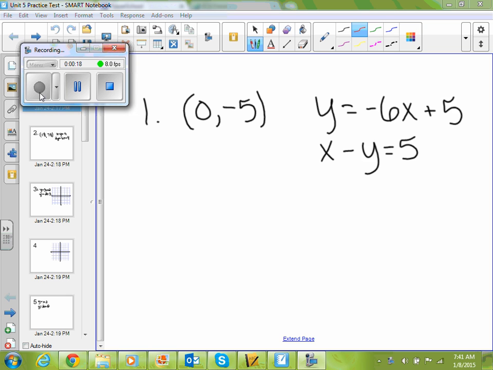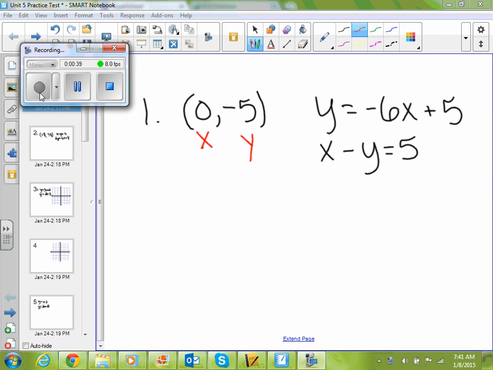Number 1, tell whether the ordered pair is a solution to the given system. We're given the ordered pair (0, -5), and the system y = -6x + 5 and x - y = 5. So we need to check and see if that's true. Your first number in your set of ordered pairs is always your x. Your second number is always your y.